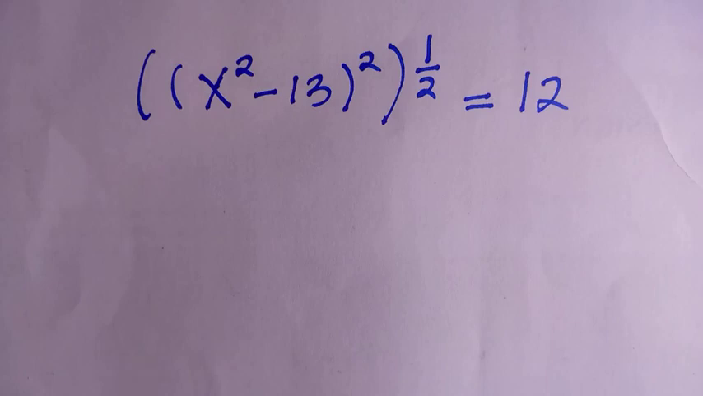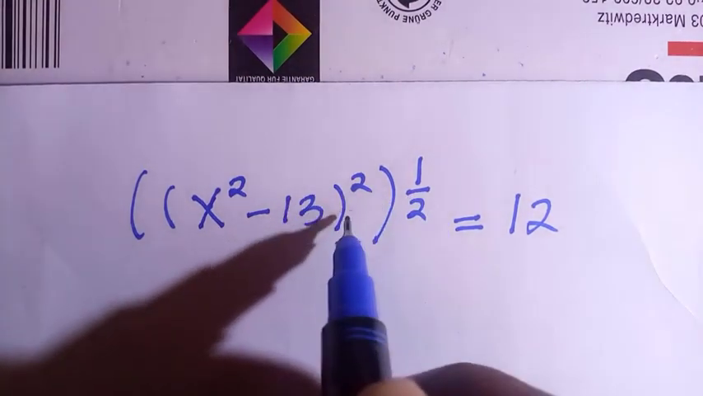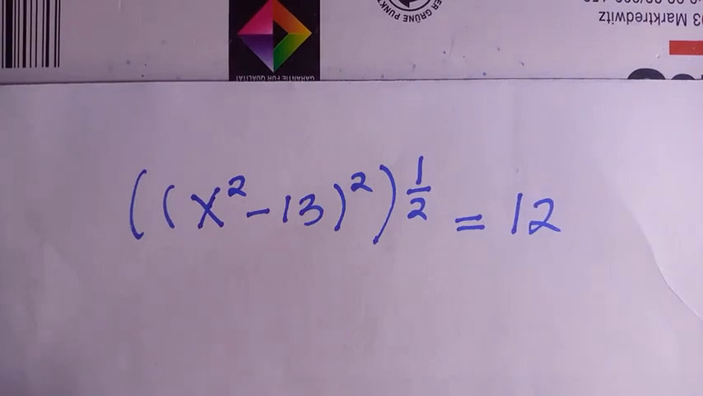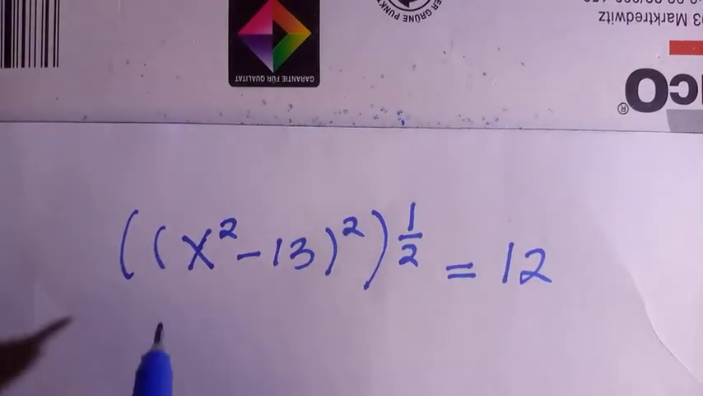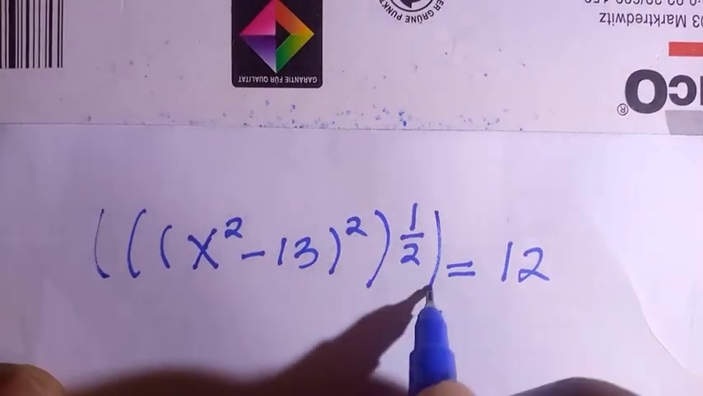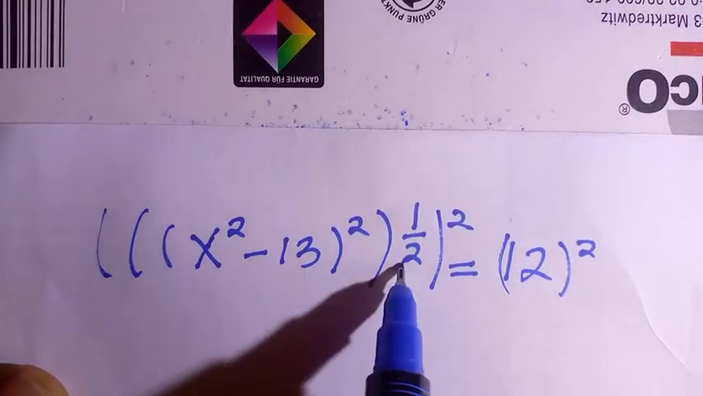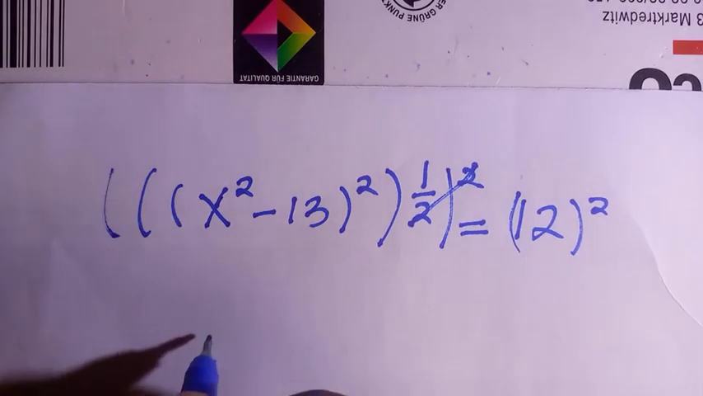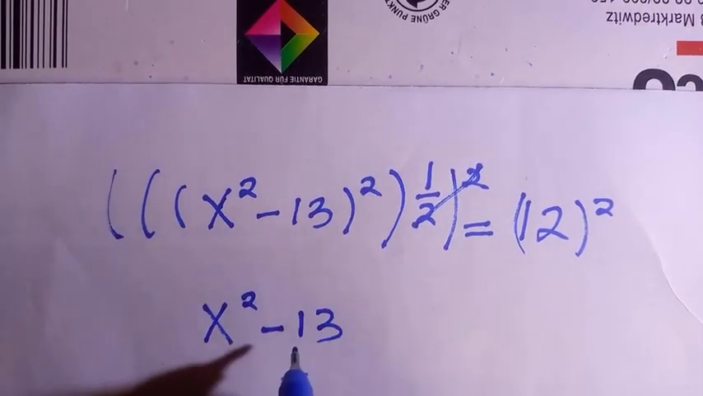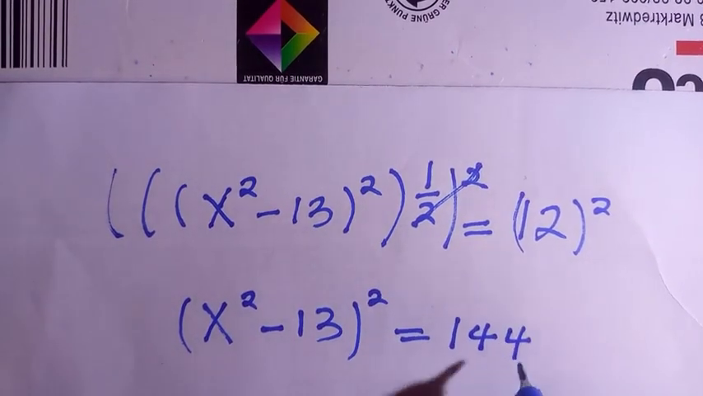Let's solve for all the values of x in this. We're looking at this problem, and if we try to cancel these two according to the rules of indices, we might not get all the roots of this problem. So that is why I think the first step we should do is take the square of both sides, just to have the whole roots for this problem. And if these two go, we are going to have just (x^2 - 13)^2 equals 144.